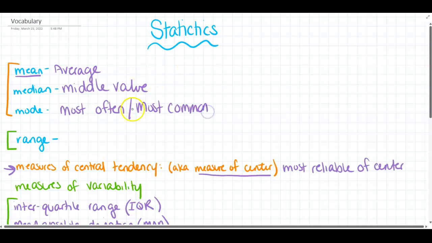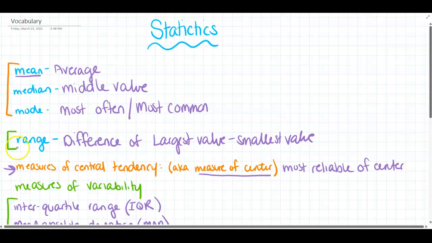So if you have 12 nines in your data set and one of every other number, then 9's going to be your mode because you have the most of them. So all three of those things, in different situations, are going to describe the center of your data. Range, that's the difference of your largest value subtracting your smallest value.